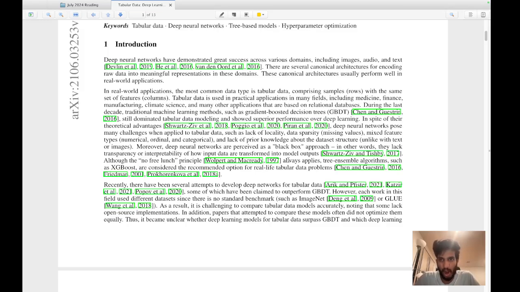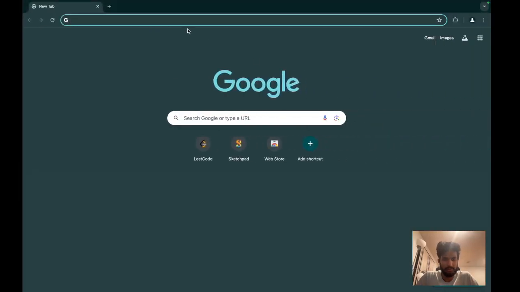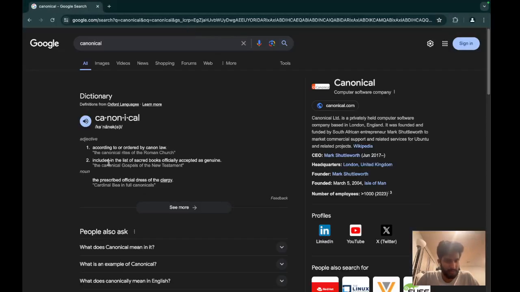There are several canonical architectures for encoding raw data into meaningful representations in these domains. Not sure what canonical means in this context. According to, or ordered by canon.